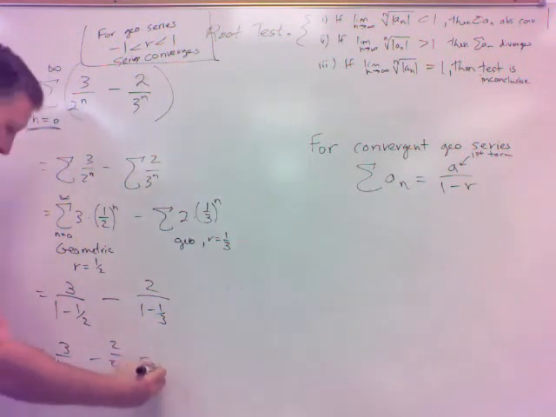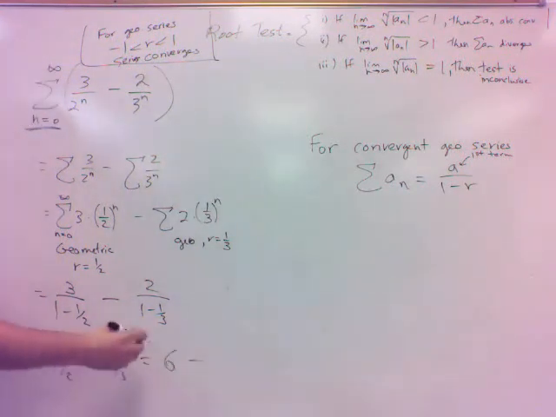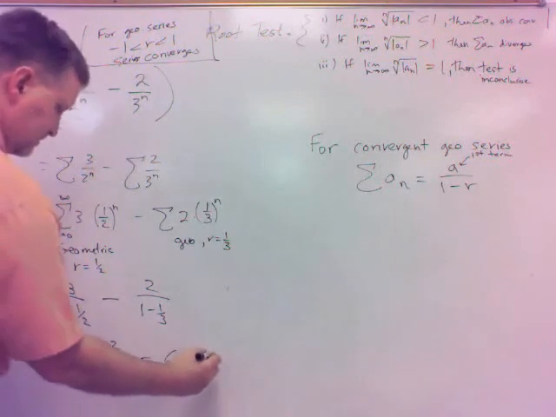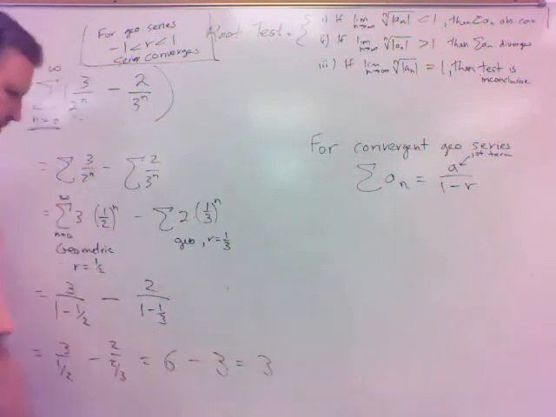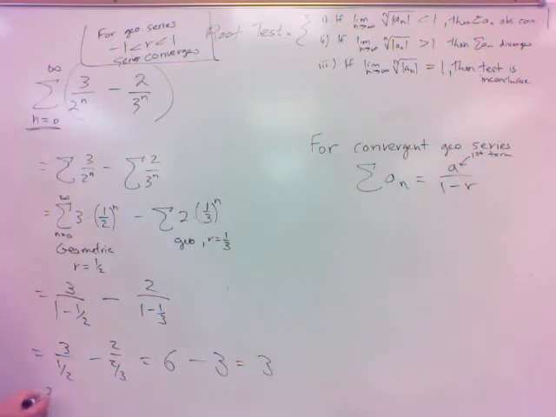What is that going to be? 6 minus 3? It's 3. Is that right? Did I do that right? 6 minus 3? I believe that's right. That's 3 times 2 over 1. That's 6. That's 2 times 3 over 2. So that's 3. Yeah, 6 minus 3. Okay?